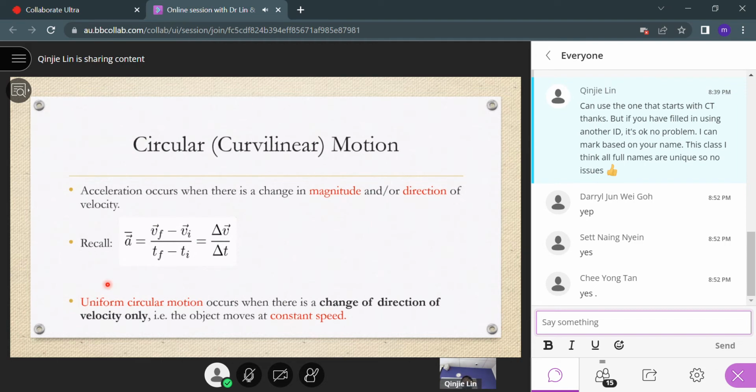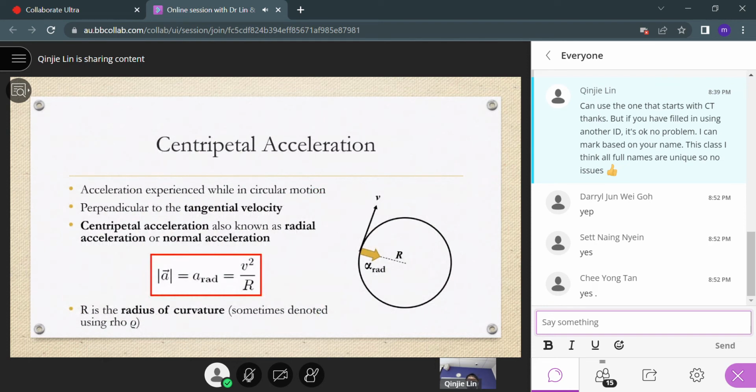So you all can guess that if we say non-uniform, that means you are moving in circles, but you are also speeding up or slowing down. That's non-uniform. But we'll talk about uniform first. So, centripetal acceleration, this is the acceleration that we experience while in circular motion. If you move around in circles, but you are not speeding up or slowing down, you will still have acceleration because your velocity is changing. And this is the acceleration that we are talking about.